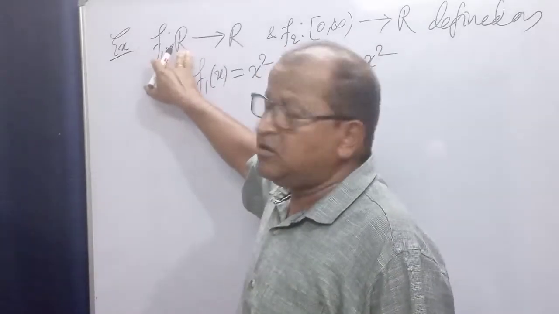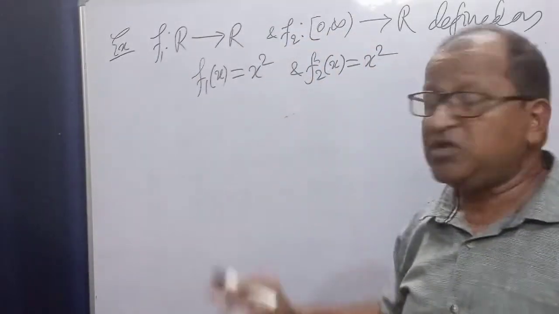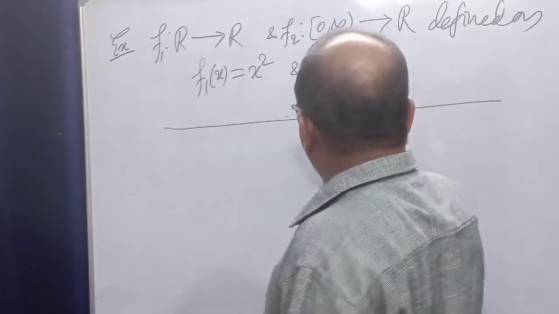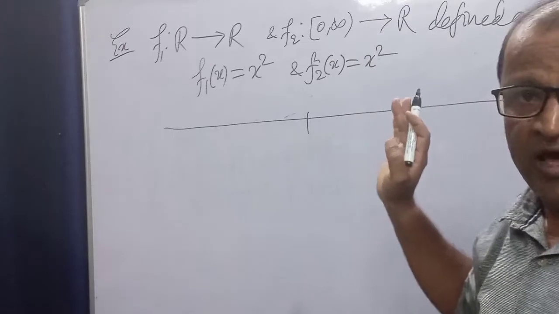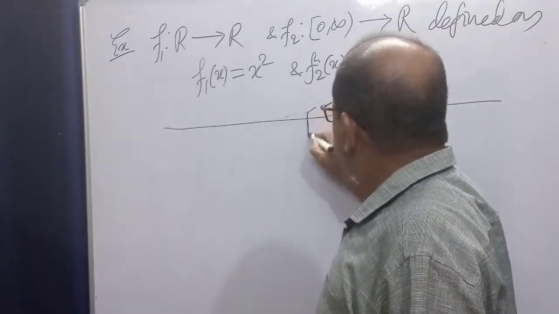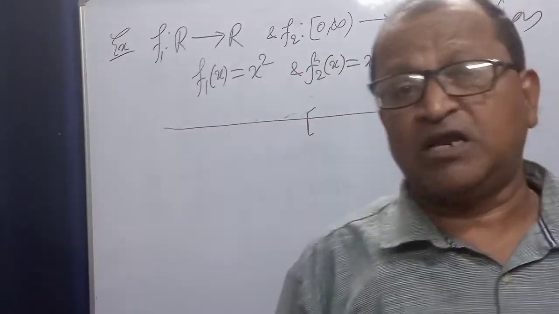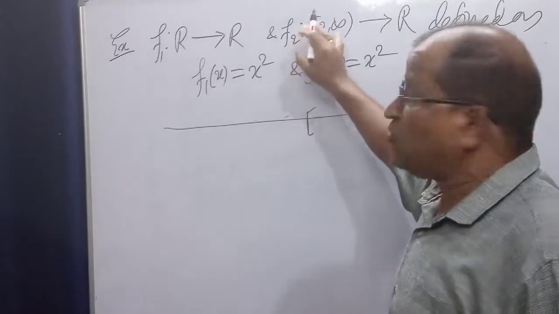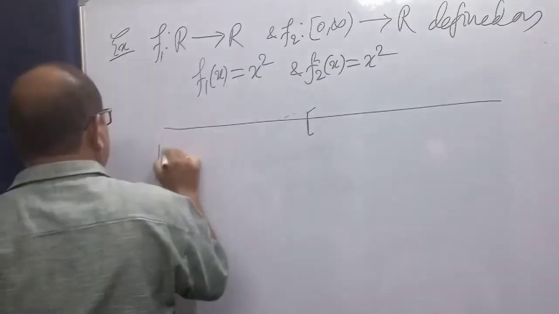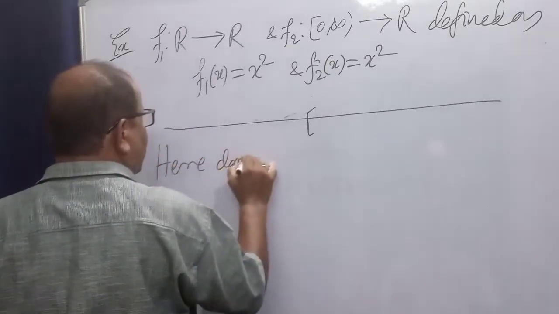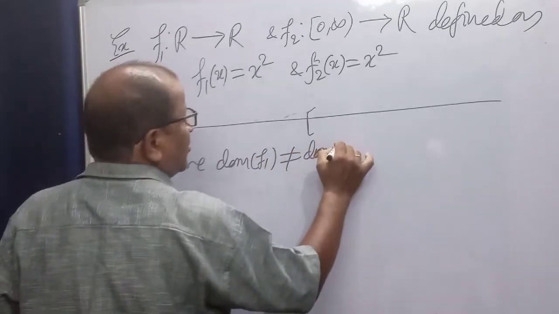Here the domain is not R but 0 to infinity. R means it is the number line from minus infinity to plus infinity, but here it is from 0 onwards. Negative numbers are not included in the domain of the second function. So here the domain of f1 is not equal to the domain of f2.